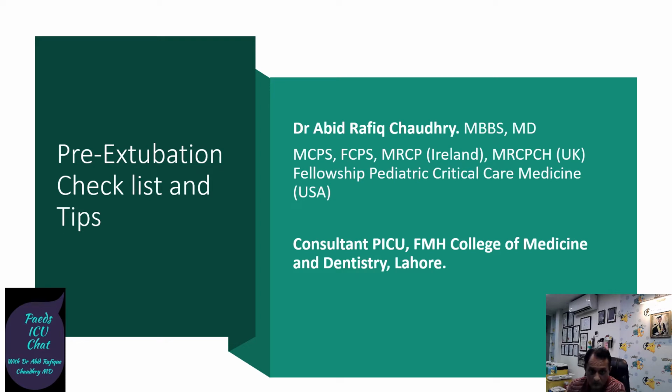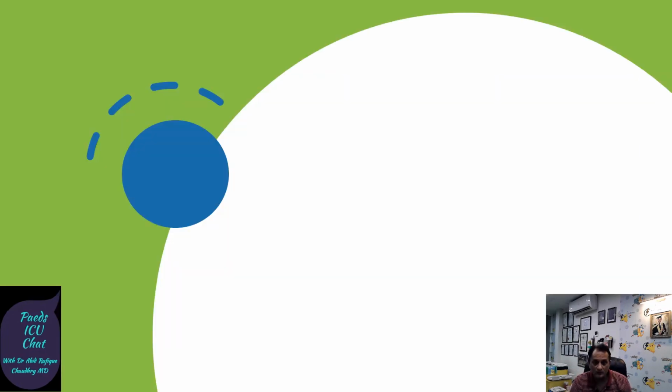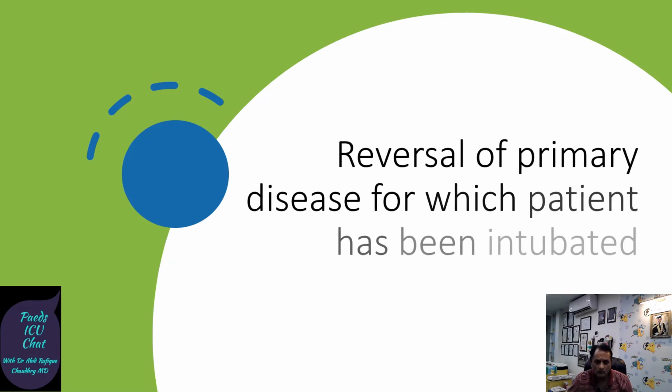So what things do you have to fulfill before you extubate anyone in pediatrics? The most important thing you have to ask yourself is whether you have reversed the primary disease for which you have intubated the child. So reversal of the primary disease for which the patient got intubated to begin with is very important.